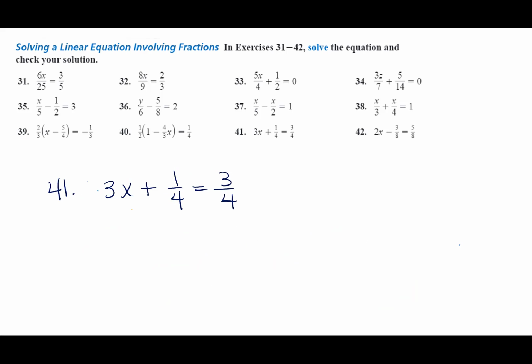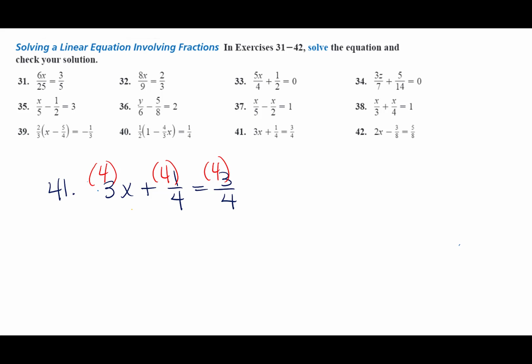Take a look at 41. It's 3x plus 1/4 equals 3/4. This one already has common denominators. You could work this one out just by subtracting 1/4 from both sides. I still prefer just to clear out the fractions, and so that's what I'm going to do. The common denominator is 4, so I'm going to multiply the whole number 4 to each term.